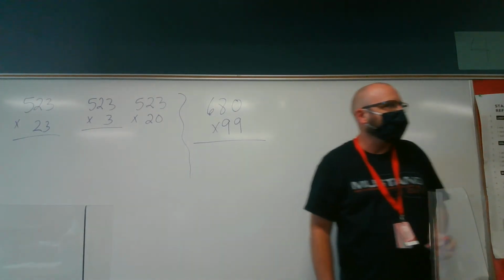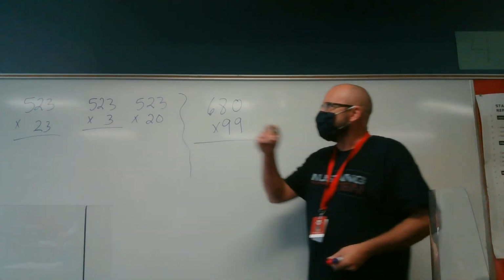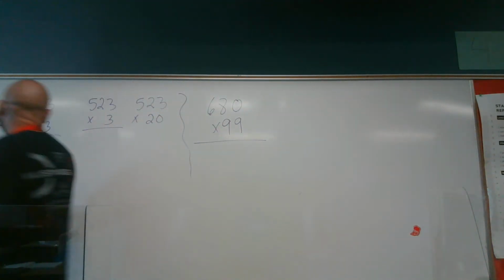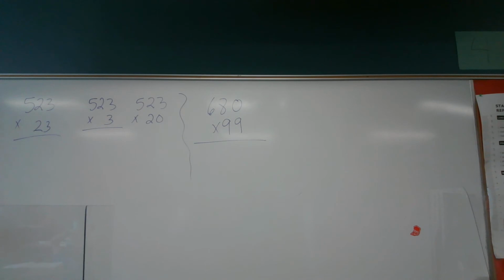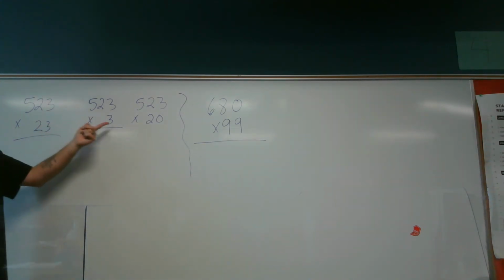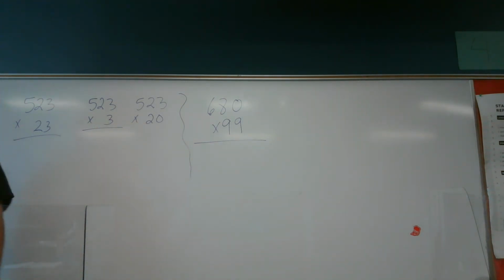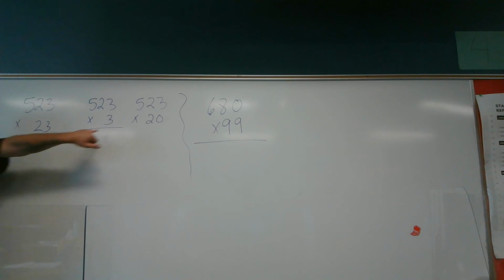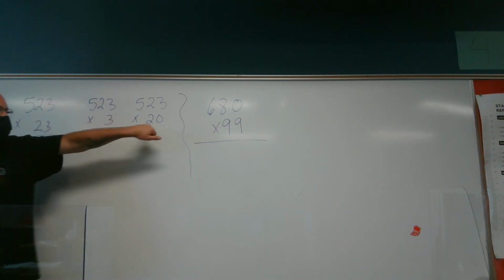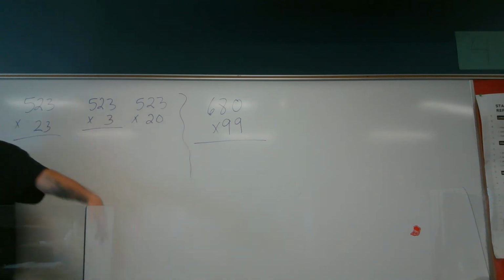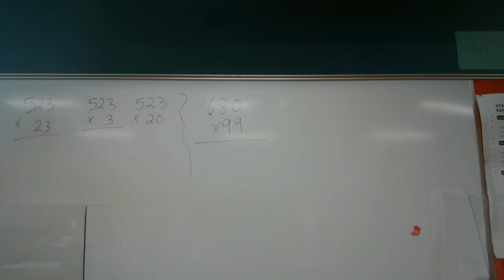And we're back. You were working on 523 times 23. So to make it easier for myself, I took 23 and put it in an expanded form. So I have 523 times 3 and 523 times 20. So all I need to know is how to multiply something by 3 and how to multiply something by 2. Easy peasy, raw chicken squeezy.